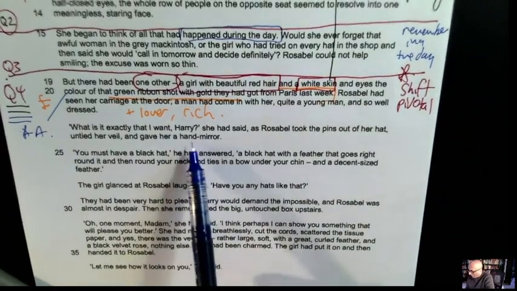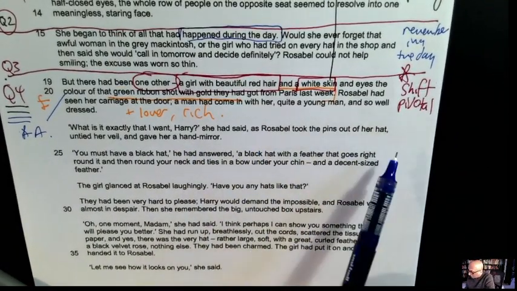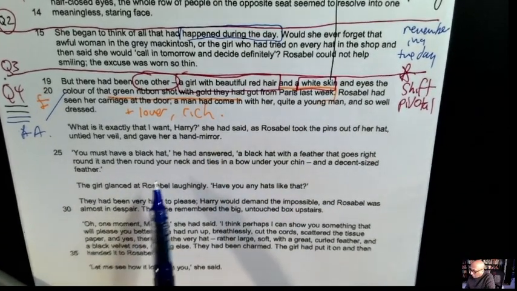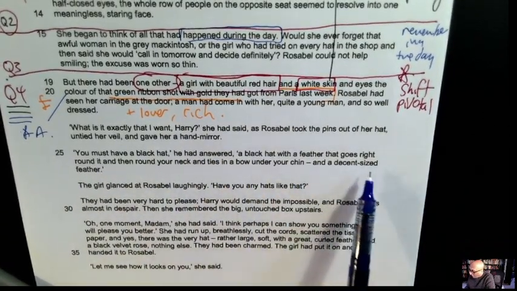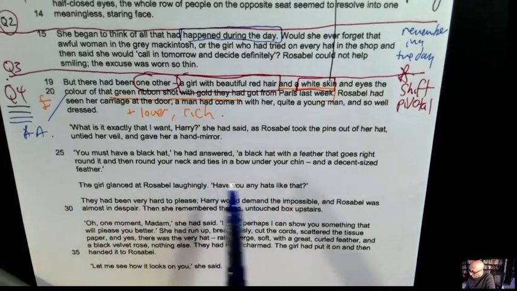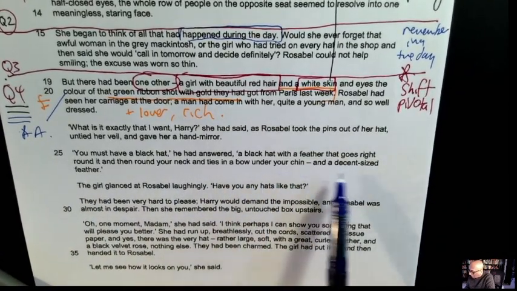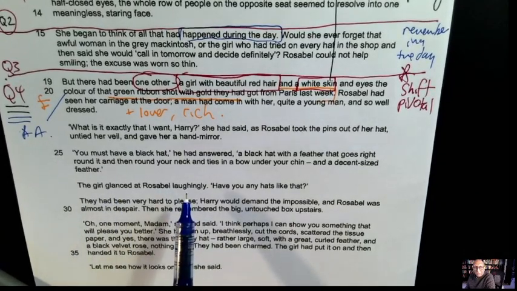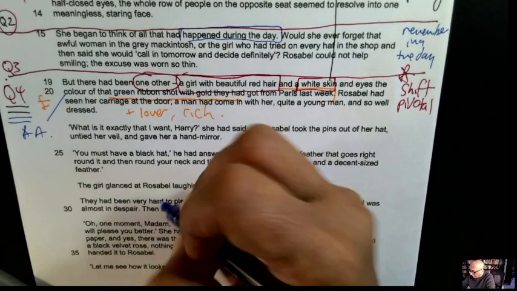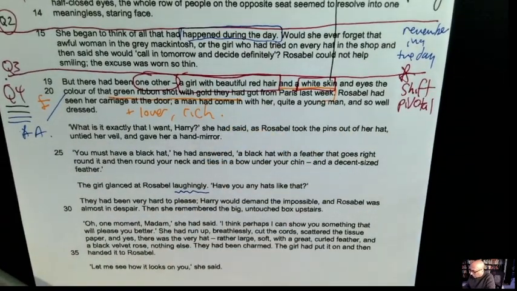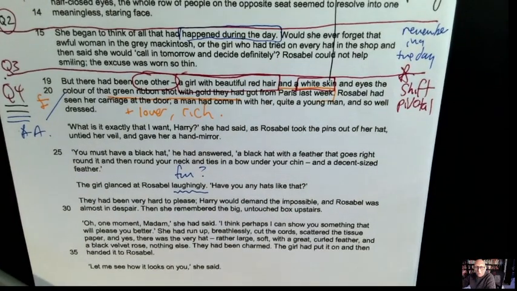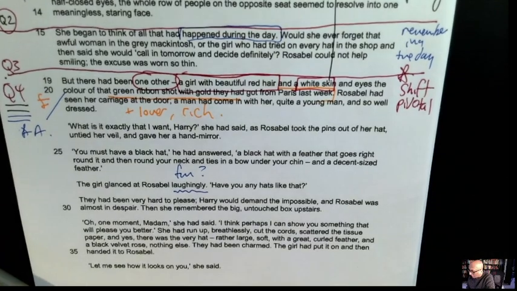"What is it that I want, Harry?" As Rosabel took the pins out of her hat, untied the veil, and gave her a hand mirror. "You must have a black hat with a feather that goes right round it, round your neck, and ties in a bow under your chin, and a decent-sized feather." The girl glanced at Rosabel laughingly. "Have you any hats like that?" That's interesting. Are they having fun? I don't know. I write on my source always because I try to get that annotation down because it's my first draft of my ideas.